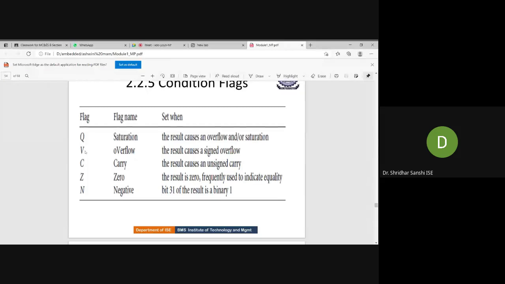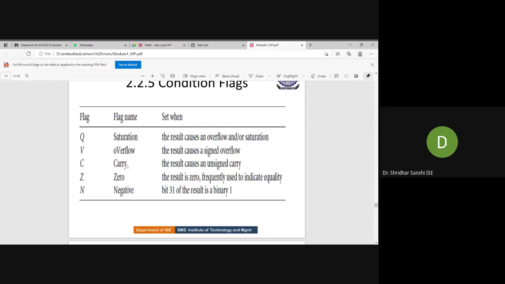When I talk about the V bit, I'm talking about signed overflow. So it is with respect to the ARM instructions, not like Q, which is with respect to DSP instructions, and this V is with respect to ARM and Thumb instructions. So V corresponds to the overflow. If the result causes signed overflow, it is set. Okay, and next is the carry bit.